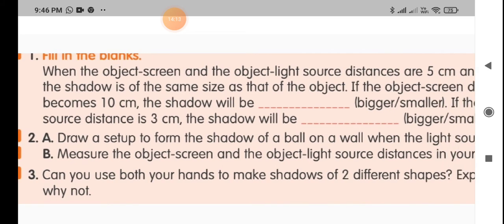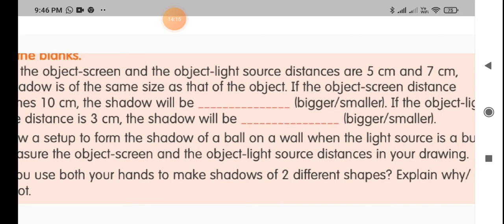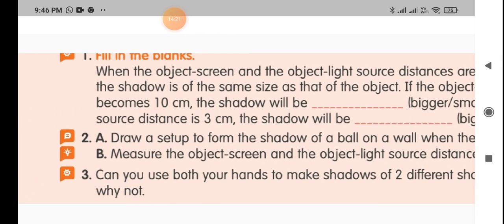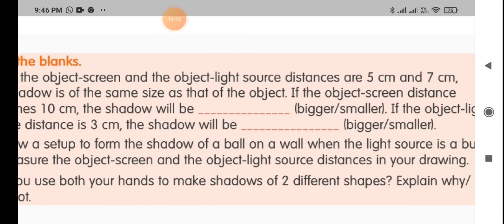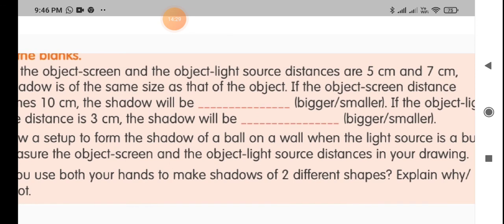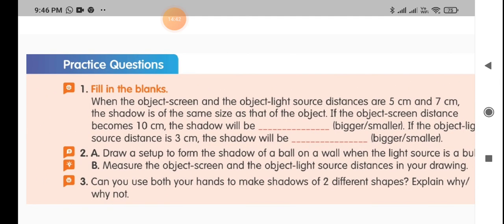Can you use both your hands to make shadows of two different shapes? Explain why or why not. Yes, we can use our hands to make shadows of two different shapes. By using our fingers, when we keep our fingers in the way of light, then definitely the shadows are formed. So by this, we can make different shadows by using our hands and our fingers.